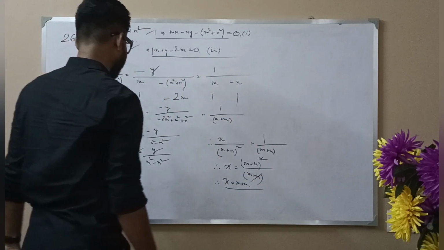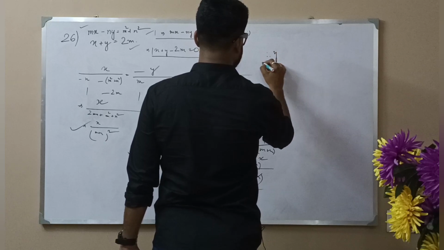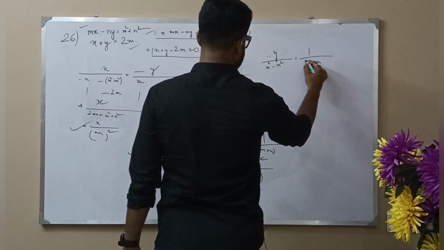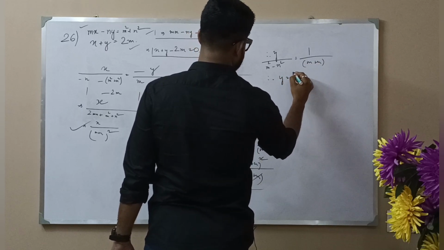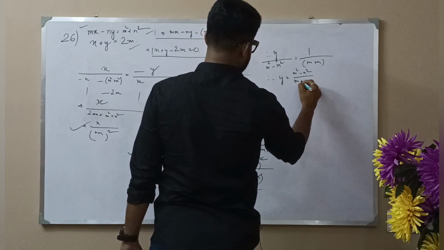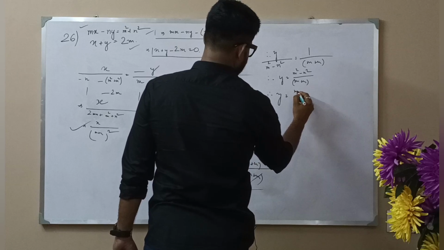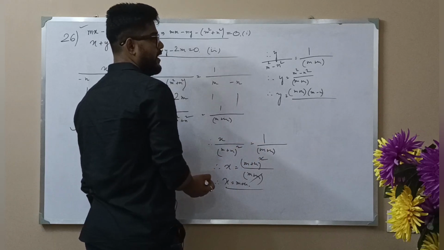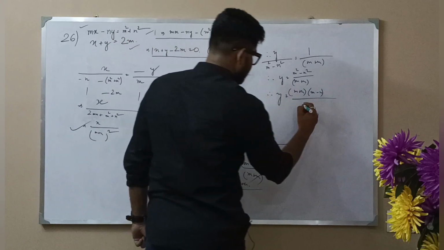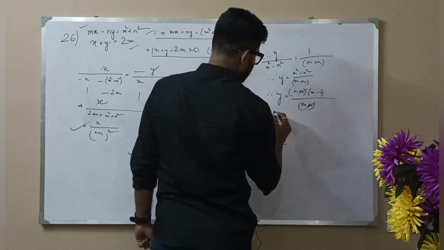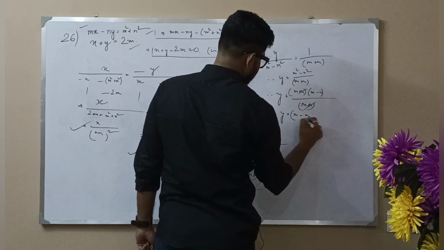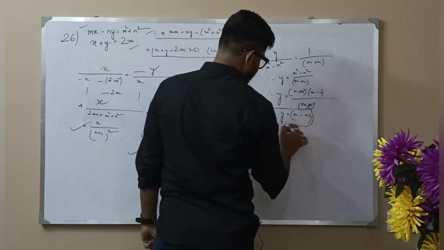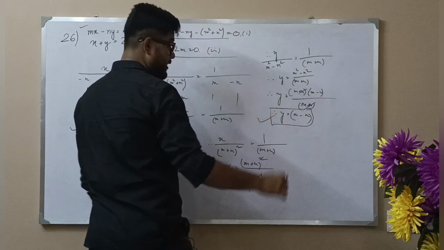So it's done for the y. Therefore y by m square minus n square equals to 1 by m plus n. Y equals to m square minus n square by m plus n. Y equals to m plus n into m minus n. The formula of a square minus b square is a plus b into a minus b. So now the value of y is m minus n. So the value of x is m plus n and the value of y is m minus n. It's very important sum.